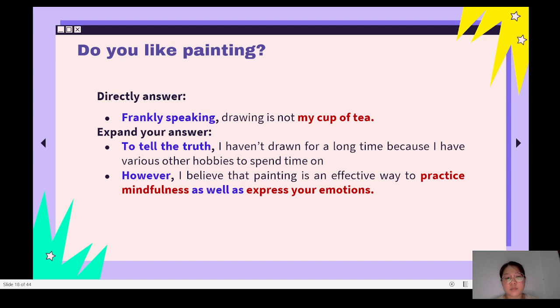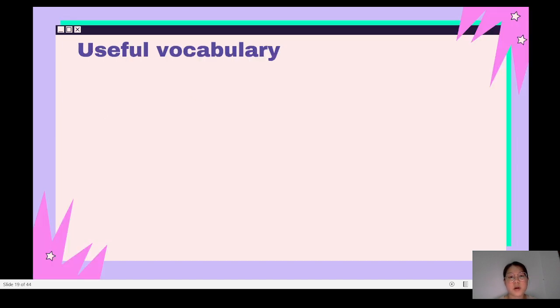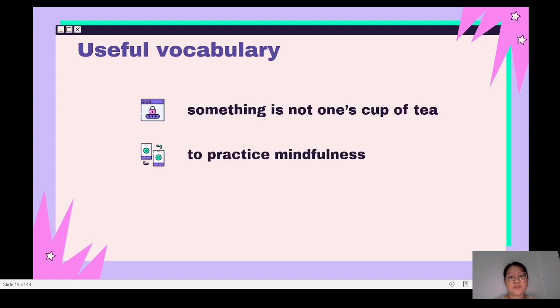I think that this answer has a lot of good words, good linking words, and good vocabularies. You should concentrate on this slide. Now we move to the newer part here. Something is not one's cup of tea.